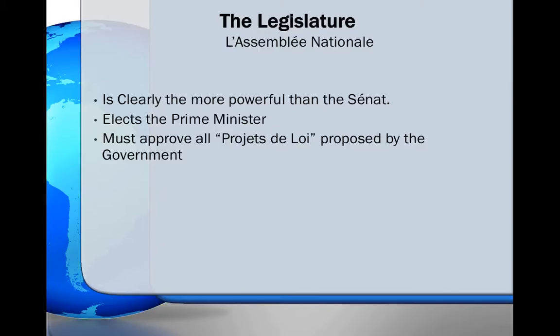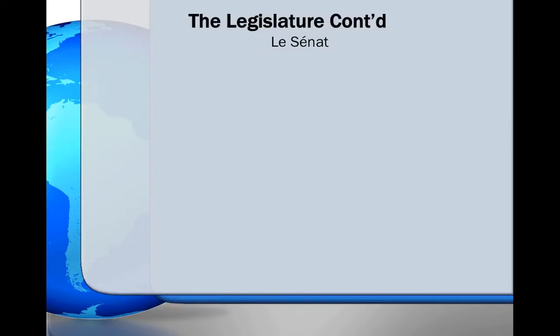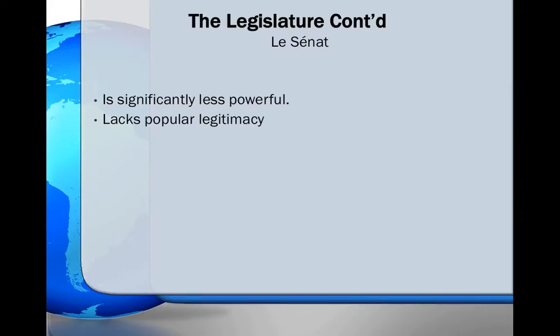The National Assembly must approve all bills, which are known in French as projets de loi, and these are proposed almost exclusively by the government or the executive authority. Now we'll talk a little about the Senate, which is significantly less powerful.